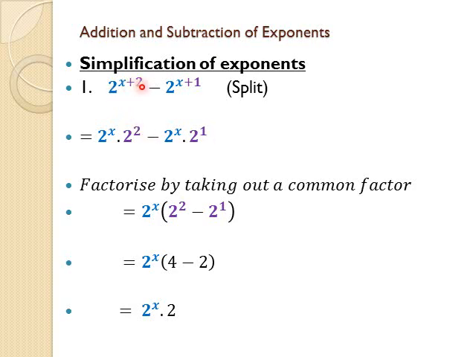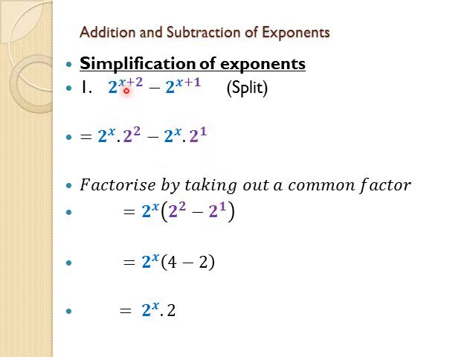When we multiply and the bases are the same. So therefore that gets written as 2 to the power x times 2 to the power 2. This side, 2 to the power x times 2 to the power 1, separated by a minus sign. So on either side you should see 2 to the power x, the same. So we factorize by taking out a common factor. If I take that out, what am I left with? 2 to the power 2 on this side, and on that side 2 to the power 1.